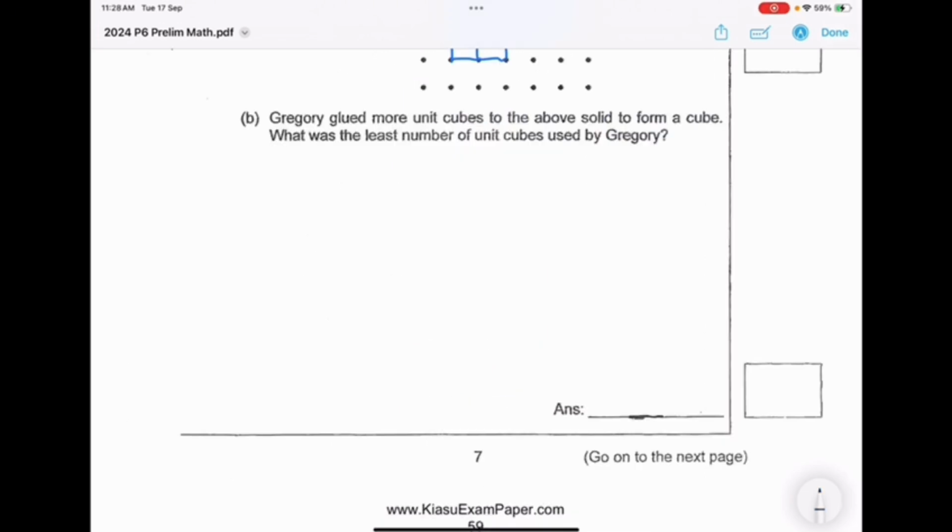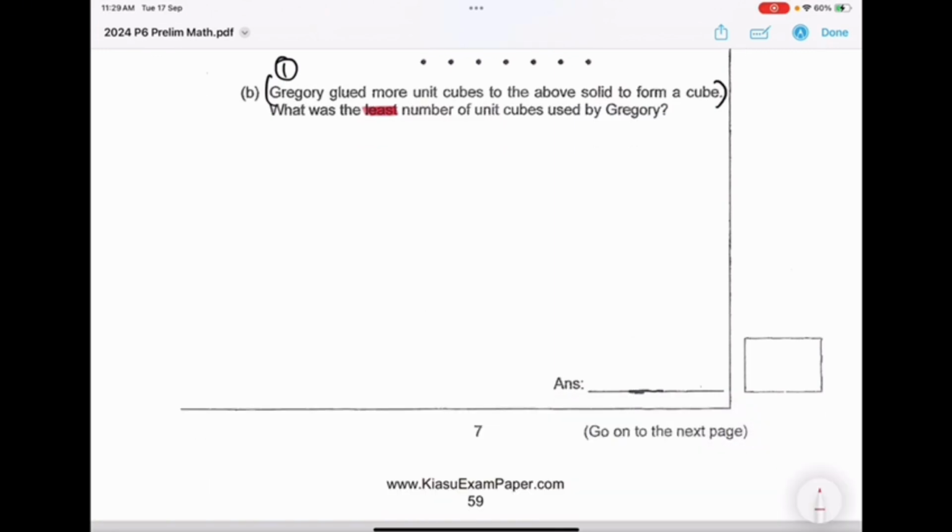Moving on to part B. Gregory glued more unit cubes to the above solid to form a cube. This is sentence number 1. What was the least number of unit cubes used by Gregory? I want to divert our attention to this word over here. If we are looking for the least number of unit cubes used by Gregory, what I don't want to do is to make the longest length in the figure even longer. What I want to do is to find the longest length and make that the length of my cube.